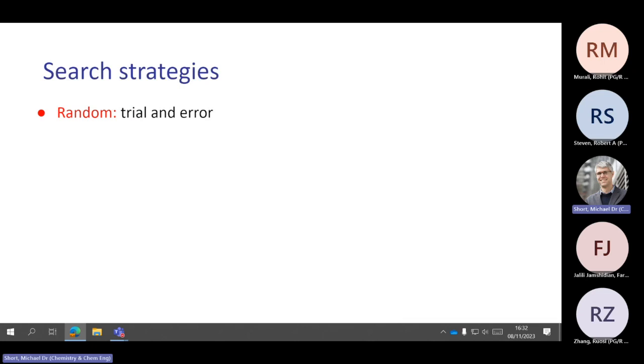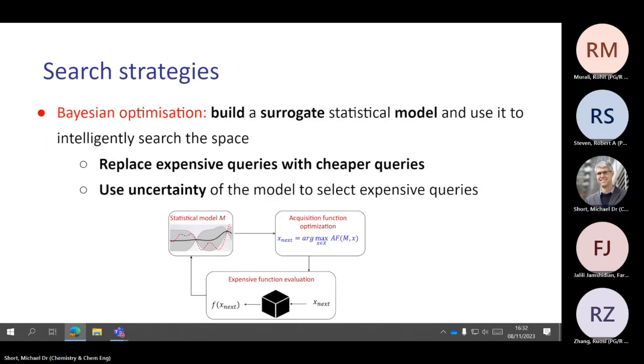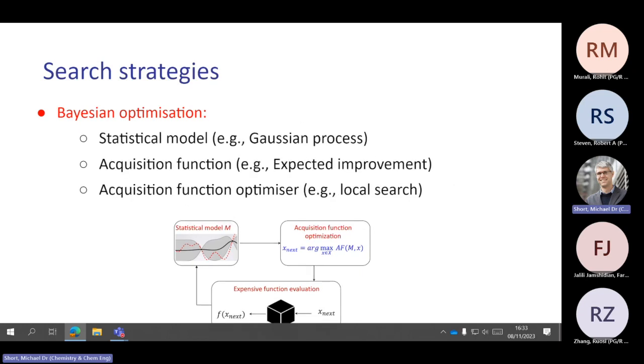The naive strategy is to use random search, which is doing the experiment by trial and error. Can we do better? Bayesian optimization is a machine learning model that gives a surrogate statistical model and uses it to search the input space intelligently. The basic idea is that it replaces expensive queries of the objective function with cheaper acquisition functions. Since there is also observation noise in the objective function, it is better to also model the uncertainty of the model.